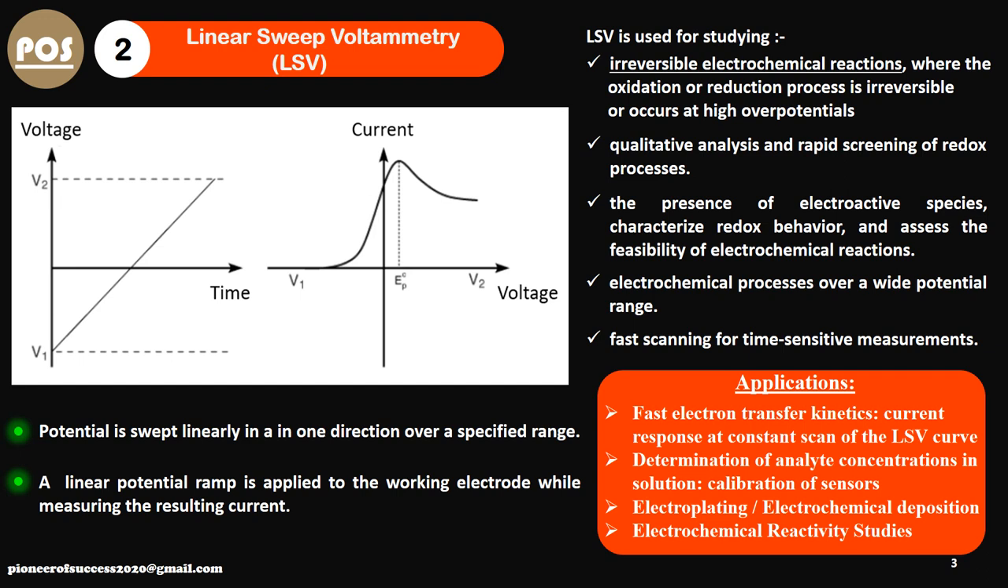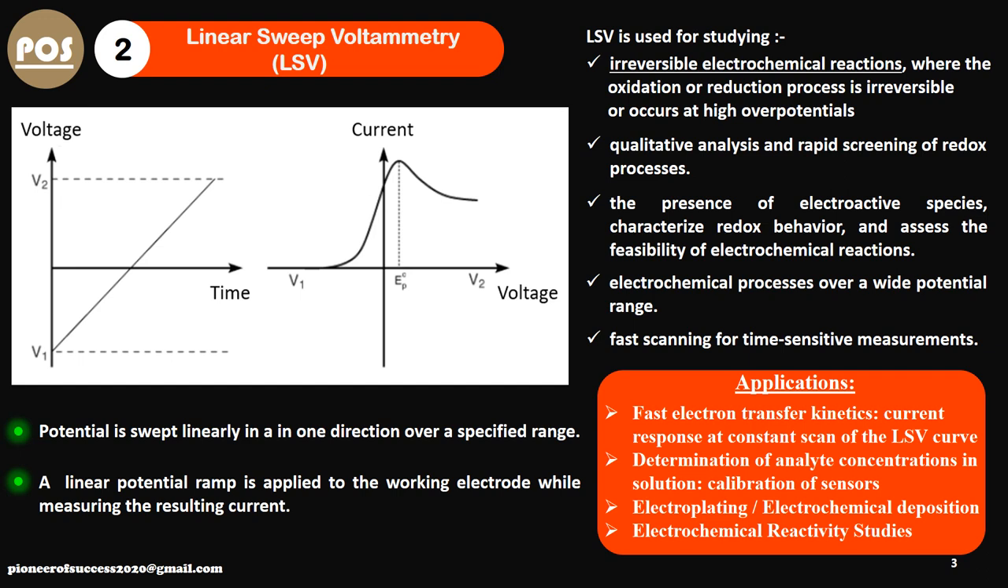Other points which we noted here are the presence of electroactive species, characterizing redox behavior, and assessing the feasibility of electrochemical reactions. Those are also some of the targets of LSV. Studying the electrochemical process over a wide potential range. And the final one is very important, and that is fast scanning for time-sensitive measurement. This is very important. We will discuss it with a specific example in a separate video.